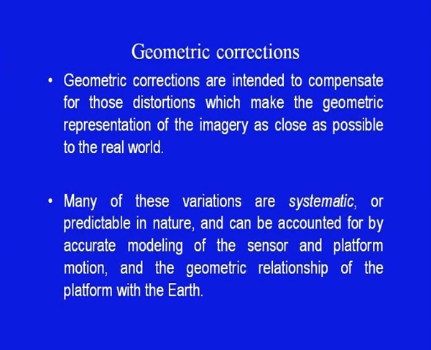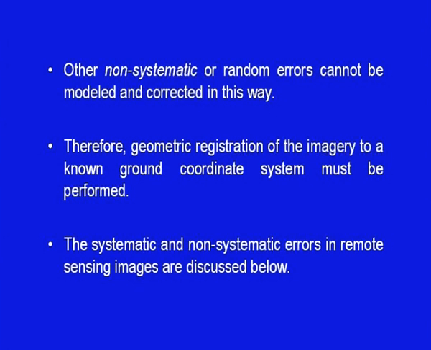Many of these variations are systematic or predictable in nature and can be accounted by accurate modeling of the sensor and the platform motion and the geometric relationship of the platform with the earth. Other non-systematic or random errors cannot be modeled and corrected in this manner. Therefore, geometric registration of the image to a known ground coordinate system must be performed. Now, let us look at the systematic and non-systematic errors in the remote sensing images, and these are discussed.